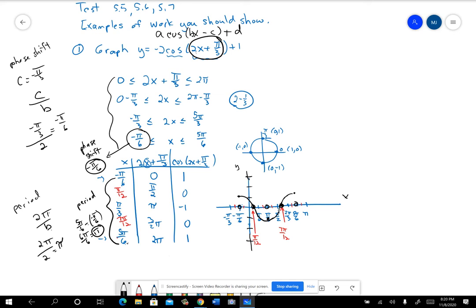All right, now what we're going to do from here is we're going to wind up looking at the A value and the D value. Those are a little easier to handle, okay? We know that the A affects the amplitude. So the amplitude is 2.